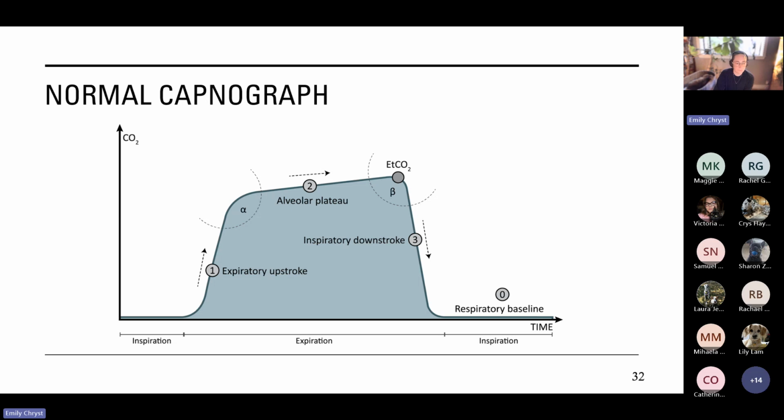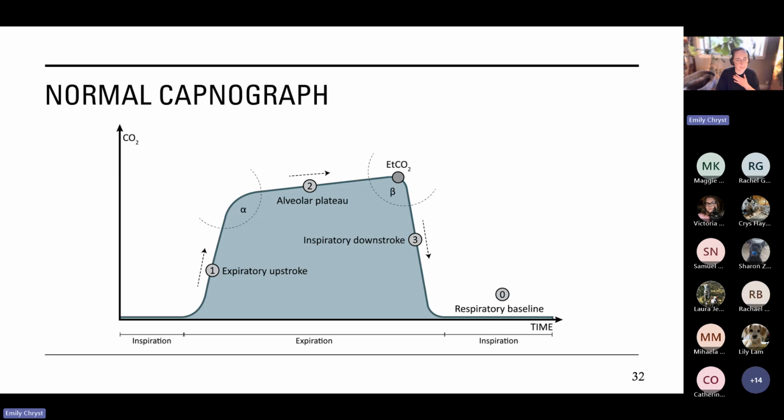So in inspiration, there should be 0 CO2. So we have that respiratory baseline, which should be down to 0. As soon as expiration starts, we see this expiratory upstroke as CO2 levels build in the air that's going through that capnograph. And then we get the alveolar plateau. This is where we are at the point of exhalation, where all of the air from the distal lungs is moving through the capnograph. So we have a higher concentration of CO2 here.